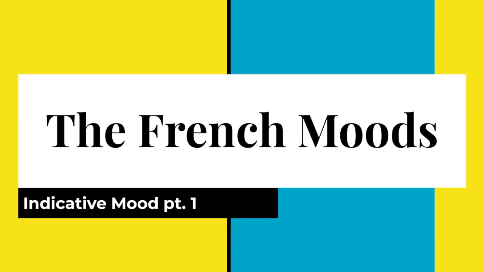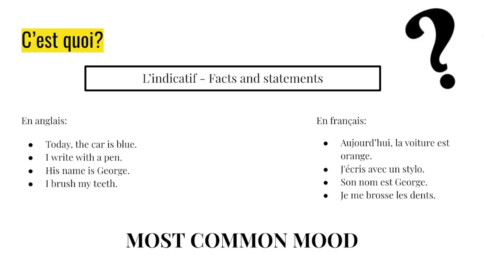The first mood we will be learning about today is the indicative. So what is the indicative? L'indicatif, or the indicative, is all about facts and statements. So in English, these are sentences such as, today the car is blue, I write with a pen, his name is George, I brushed my teeth. Most of the sentences that we speak are in the indicative because it's all about common statements.